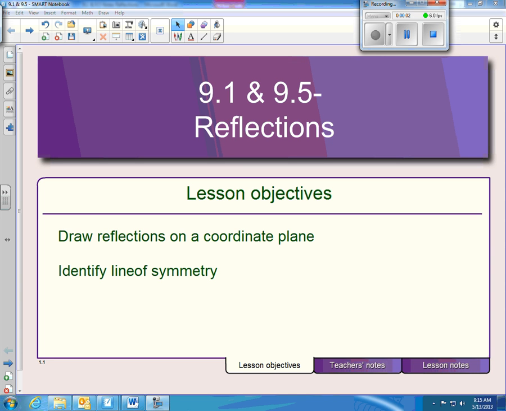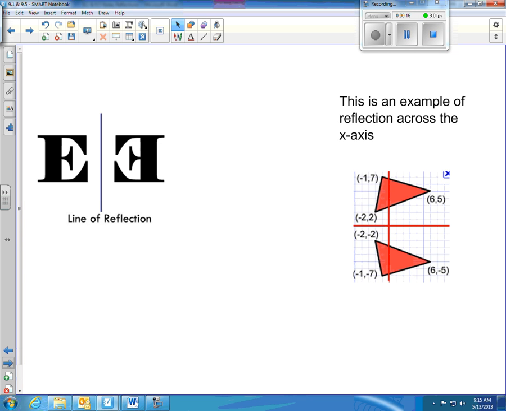Hey there, guys. We're going to start chapter 9, and we're going to do sections 1 and 5 together. They both are going to cover reflections. So we're going to learn to draw reflections on a coordinate plane and to identify the line of symmetry. All right, so first off, let's just talk about line of reflection.